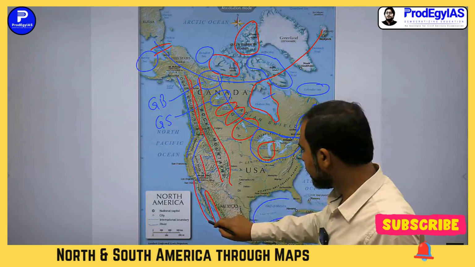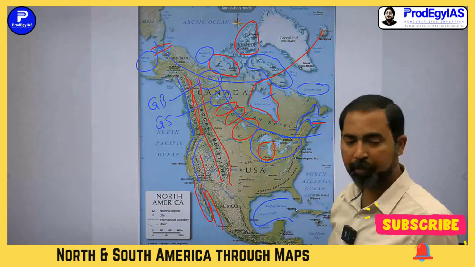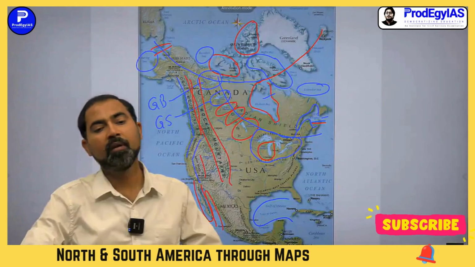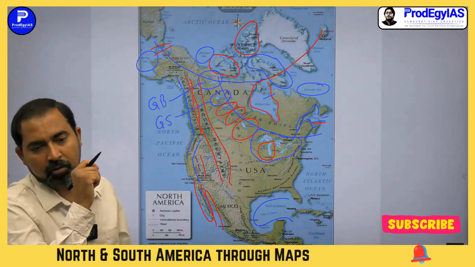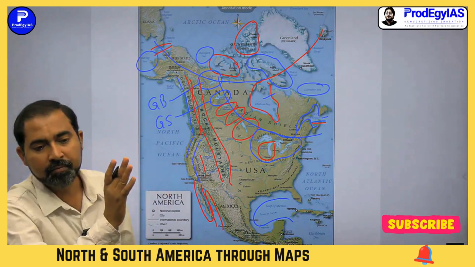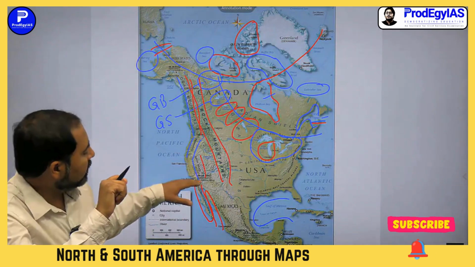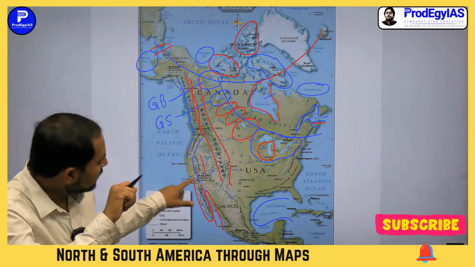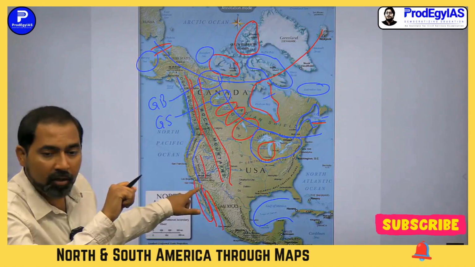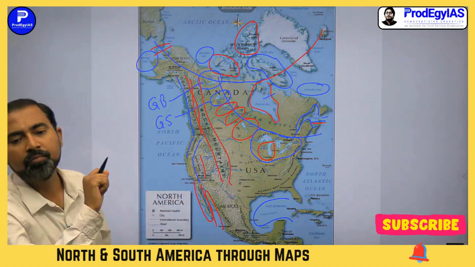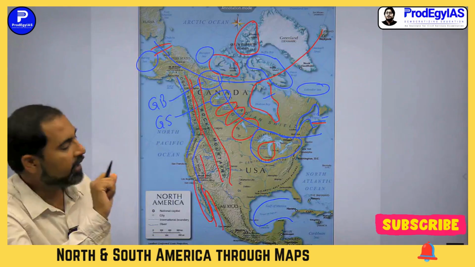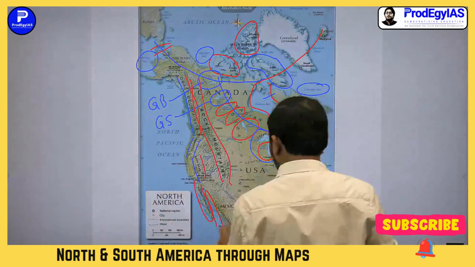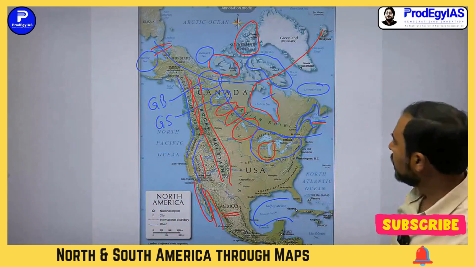Then this long peninsula is known as Baja California. Baja California lies in Mexico, not in USA, though California is a part of USA. Just north of that is the land of California, which is part of USA. But Baja California is a peninsula which is part of Mexico, right? So they are intricate parts from where questions may be asked. Baja California is part of Mexico, right?